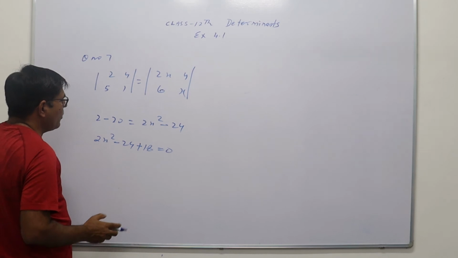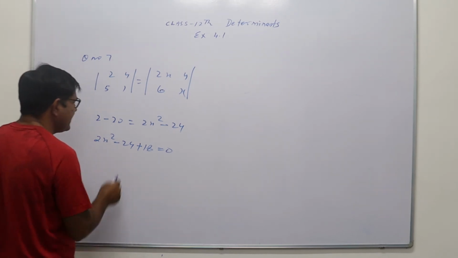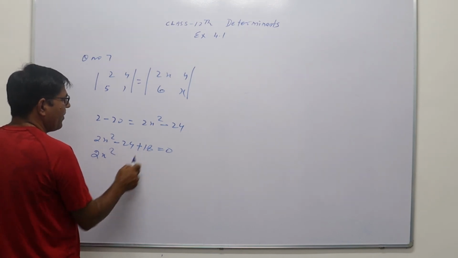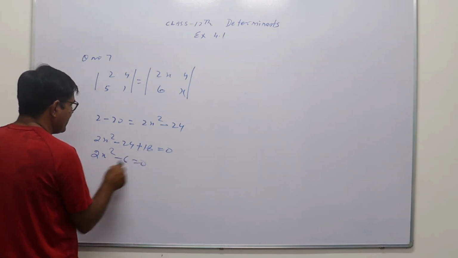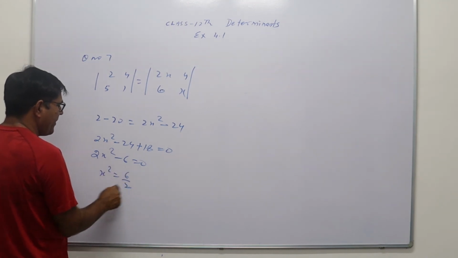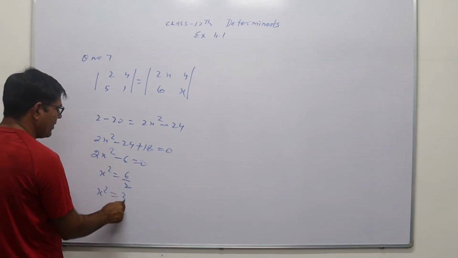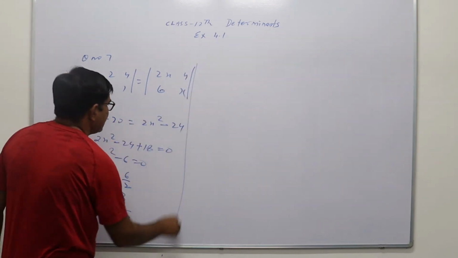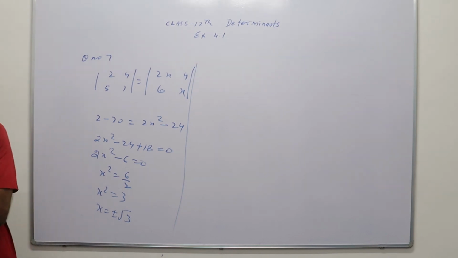Now divide throughout by this. First 2x square minus 24 plus 18, that is minus 6, is equal to 0. So x square will be equal to 6 upon 2. So x square will be equal to 3. So x will be plus minus root 3. This is question number 7, first part.